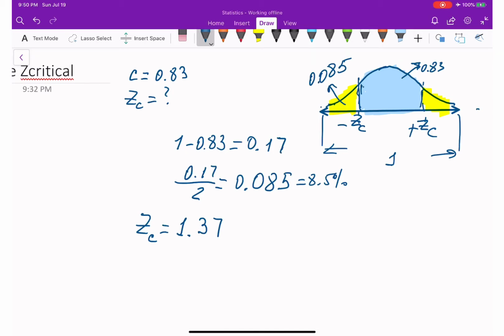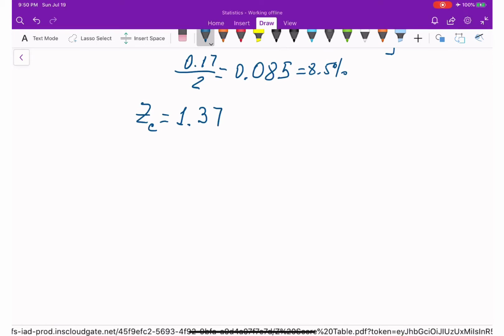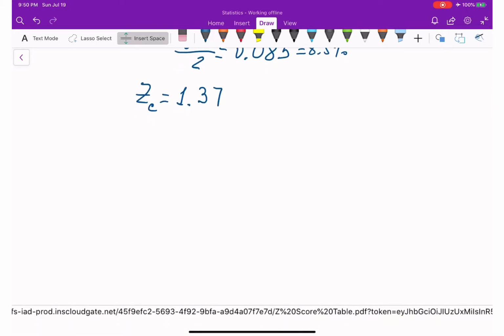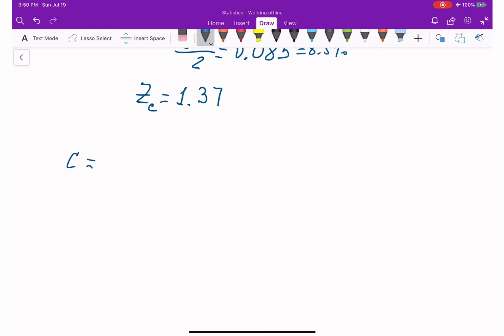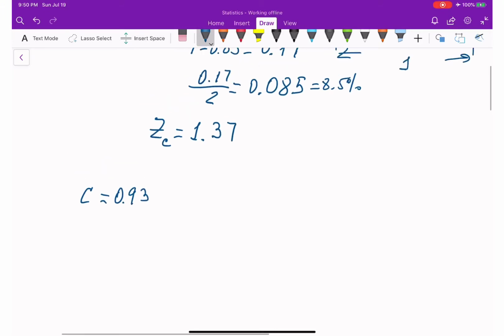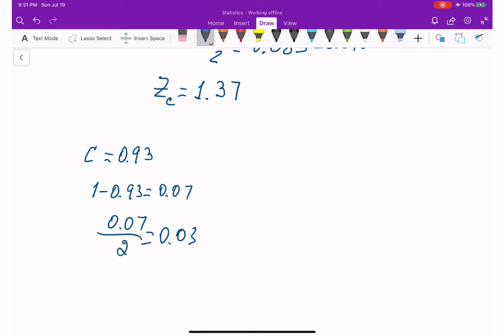Another example, confidence interval, C is equal 0.93. Just like here, we need to subtract, right, to get two tails. 1 minus 0.93 is going to be 0.07. And then divide by 2, we get 0.035, which is less than 50%, which means again we are going to find it in the negative z-score table.